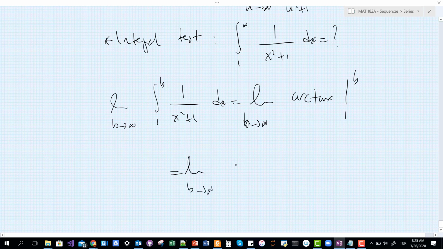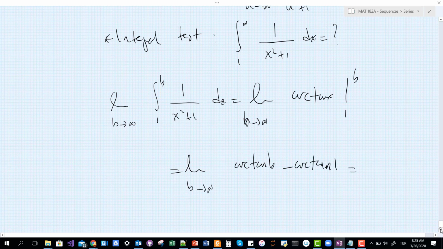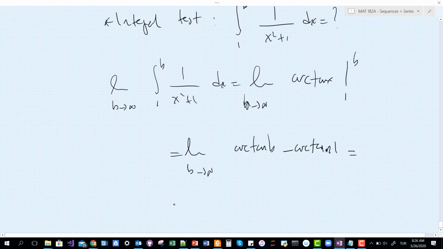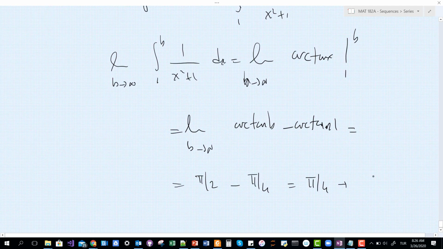So when b goes to infinity, the limit of this term, arctangent b as b goes to infinity, is going to be pi over 2 minus pi over 4. So that's going to be equal to pi over 4. As you see, my integral is going to be convergent. That is why the series is also convergent.